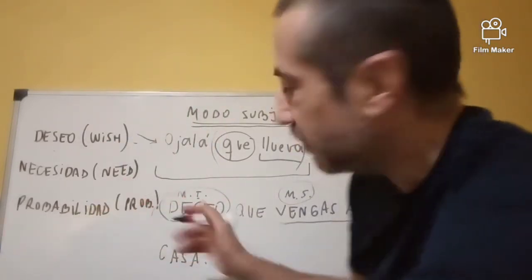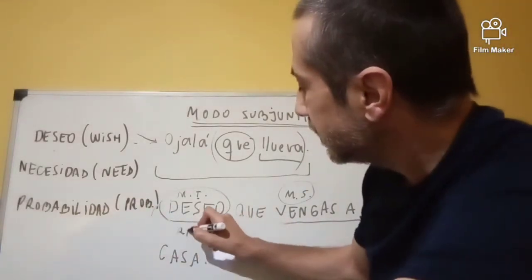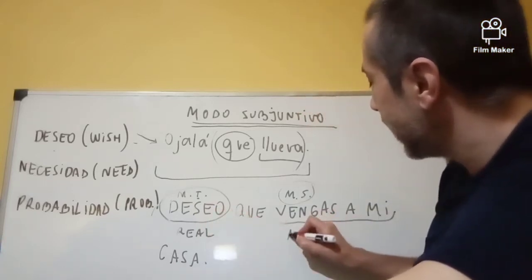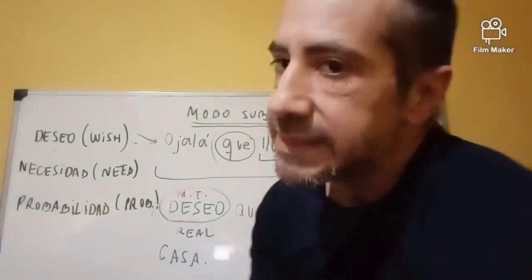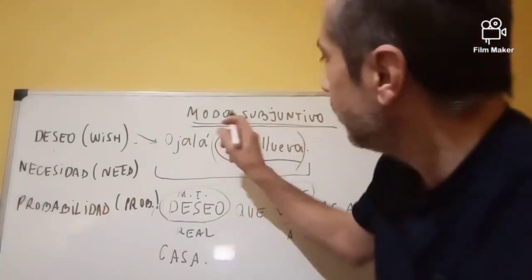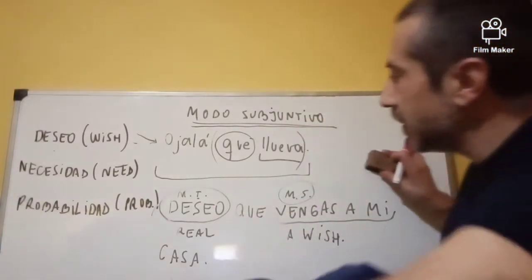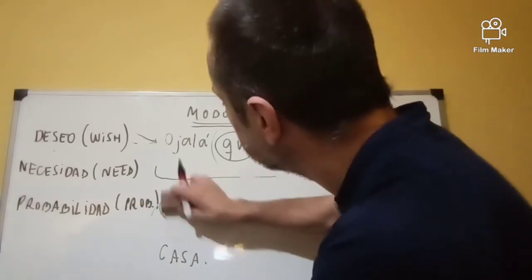Just to see an example. So this is real. This is a fact. And this is a wish. A wish. Wishes always take modo subjuntivo in Spanish. Let's see an example of a necessity, of something that we need.